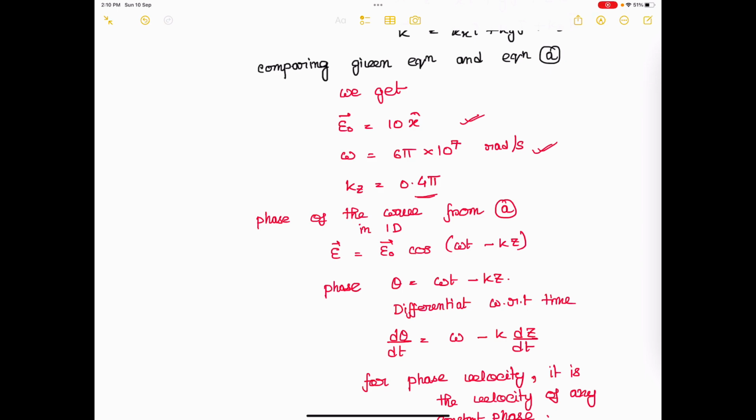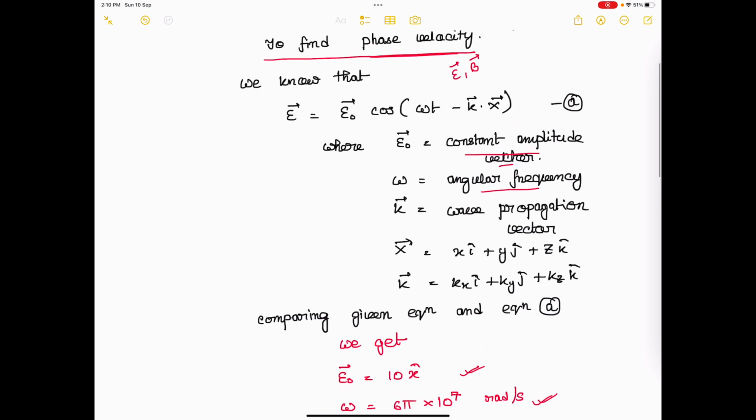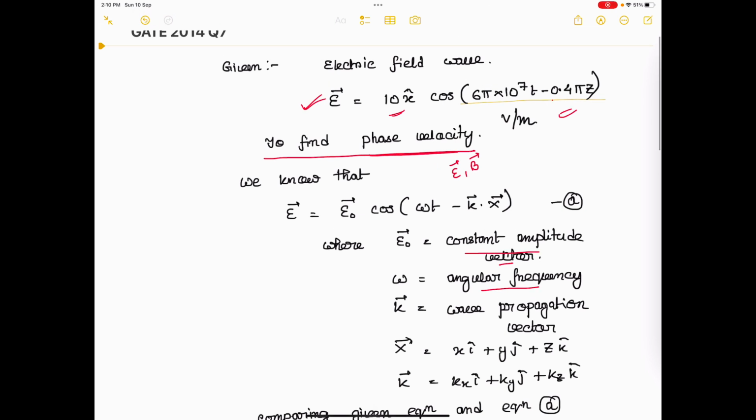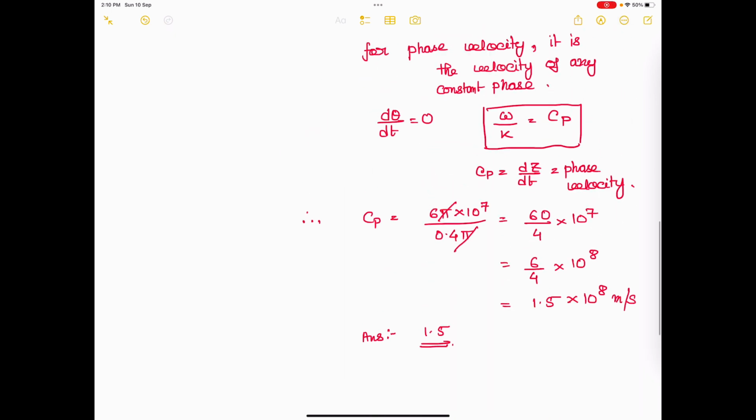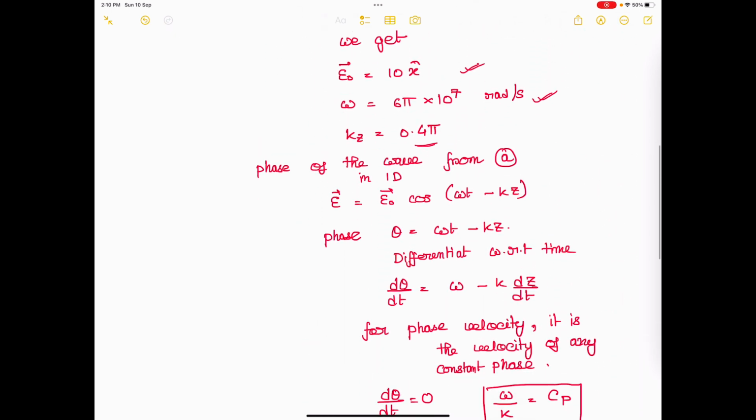Now suppose we consider only 1D, which is the case here, where kx x and ky y are 0 because they are not provided. So for that, we directly write E is equal to E naught cos(omega t minus kz). Now, what is a phase velocity? We need to understand.